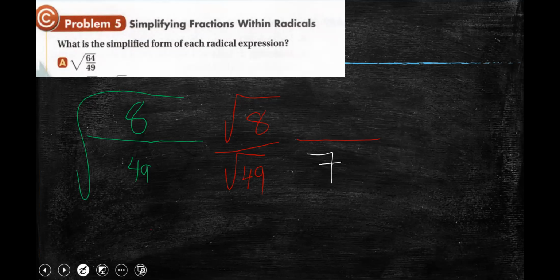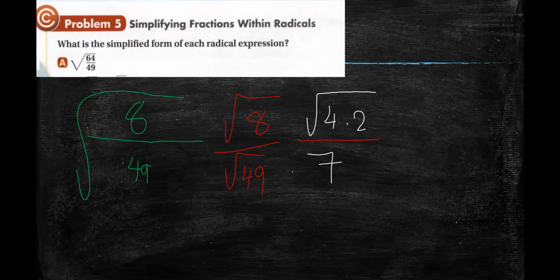Now look at the second one here. Square root of 8. Is there a square root for 8? No. No, so I have to factorize it into 4 and 2, is it right? Yes.